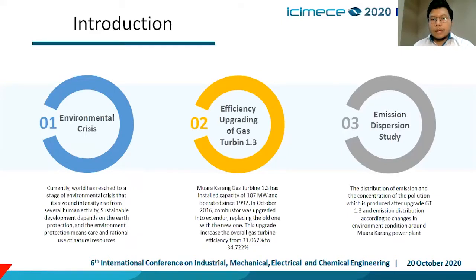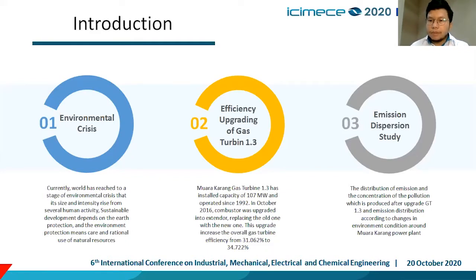The reasons why we conduct this study consist of, first, environmental crisis. Population growth and increasing human activity contribute to the environmental crisis. So sustainable development depends on human awareness to protect the earth. The second is efficiency upgrading of gas turbine 1.3. Gas turbine 1.3 has been operated since 1992 and was upgraded in 2016 for the combustor line to increase the efficiency of performance and production.